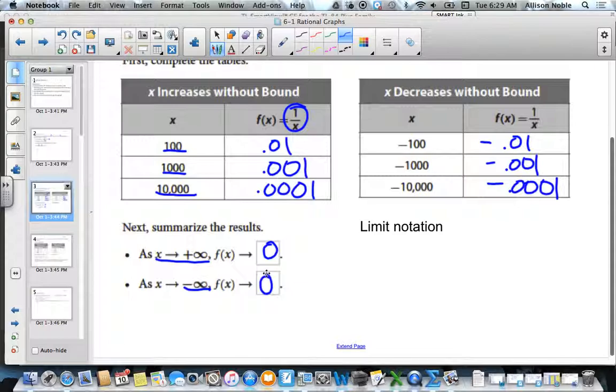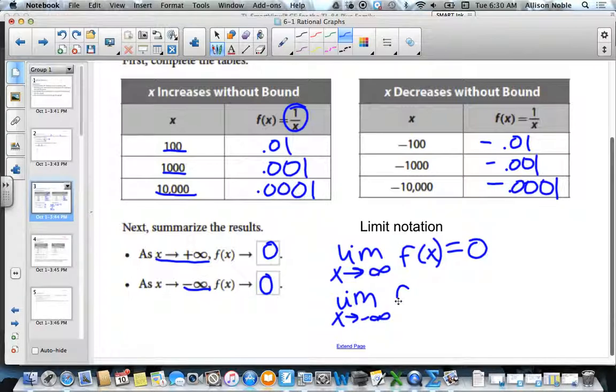So in limit notation, we would say the limit as x approaches positive infinity of f of x is equal to 0, and the limit as x approaches negative infinity of f of x is also 0. So there are two different notations for writing limits. We're going to usually use limit notation.